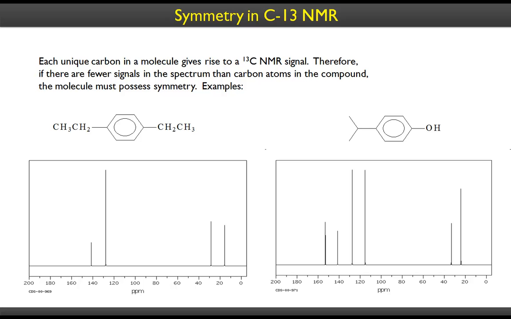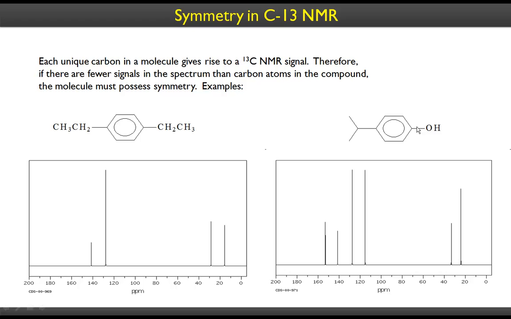Okay. So for example, here is para-diethylbenzene. This has a symmetry, and as a result you get peaks only for half of the molecule. I guess this methyl is the same as that methyl, this methylene is the same as that methylene, this carbon is the same as that carbon, so 3 total so far. This is the same as that, and this is the same as that, so you get 4 peaks for this molecule.